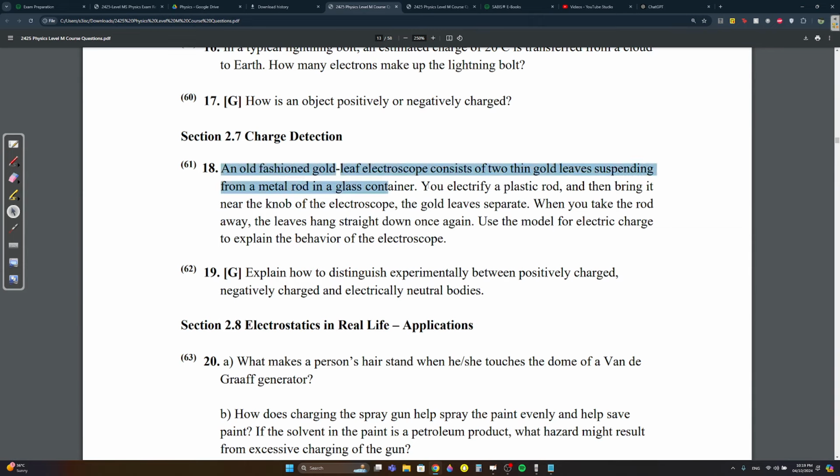An old-fashioned gold leaf electroscope consists of two thin gold leaves suspended from a metal rod in a glass container. This was a book question, by the way. You electrify a plastic rod and then bring it near the knob of the electroscope, and the gold leaves separate. When you take the rod away, the leaves hang straight down once again.